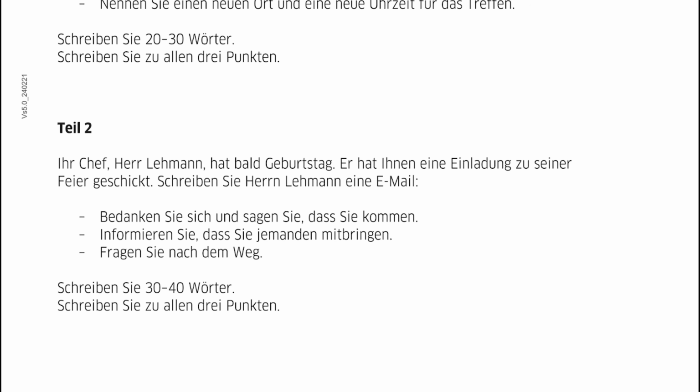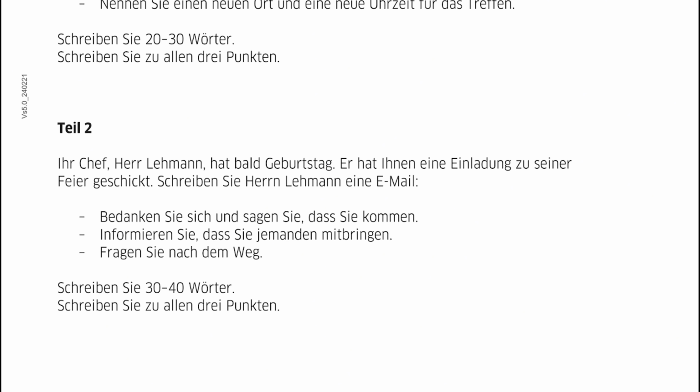So over here it is written that your boss has a birthday soon and he has invited you, and you have to write him an email in which you have to thank him and tell him that you will come, and then you also have to inform him that you will bring someone with you, and you also have to ask him about the directions. And over here you have to write 30 to 40 words, and it is also written that you have to cover all the 3 points that they have asked in your email.